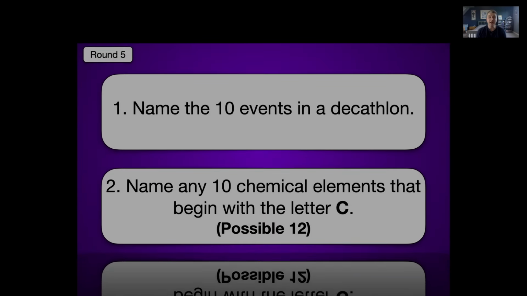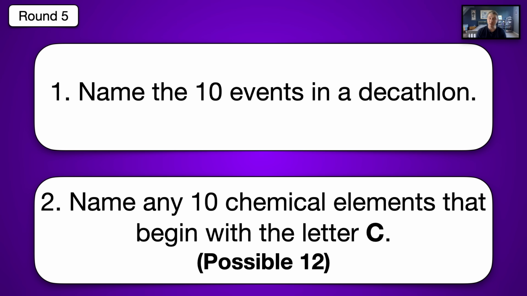So, option one, name the 10 events in a decathlon. Or option two, if you'd prefer, name any 10 chemical elements that begin with the letter C out of a possible 12. You have 1 minute.